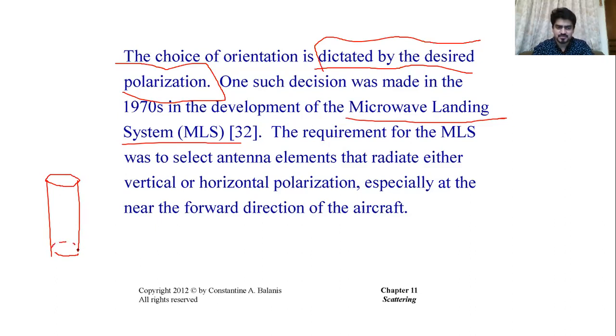So let's say you have a cylindrical structure, which is nothing but, let's say, your aircraft or missile or something. And let's say if you are using some microwave landing system, then you would have something like a transmitter and receiver in the forward direction, right? In the forward direction here, somewhere in your airport, where you are trying to land. So you would like to have maximum radiation or proper radiation in the forward direction, and that can be achieved when you have a broader beam width in the vertical plane.